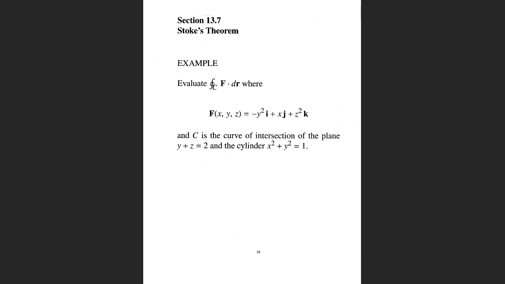But of course, what we want to do here is compute the work that this force field does in moving a particle once around a curve C. And the curve C is defined as the curve of intersection of the plane y plus z equals 2 and the cylinder x squared plus y squared equals 1. Okay, and so of course it's nice to get a picture of what this curve is.